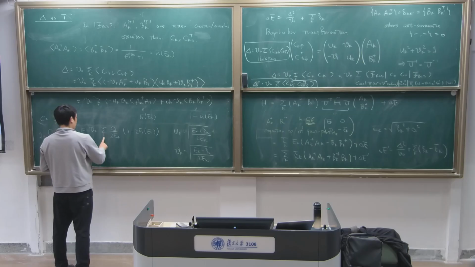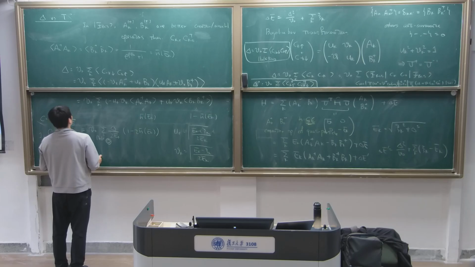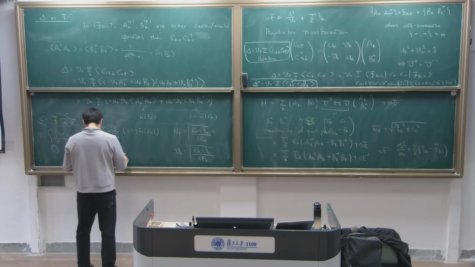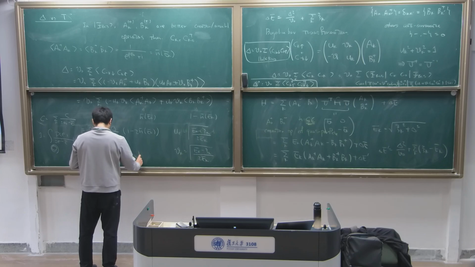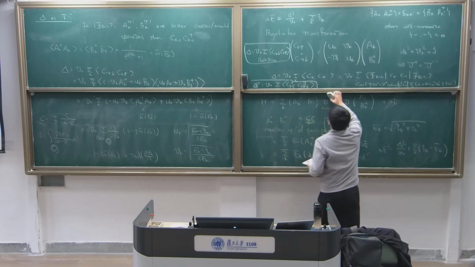So we use the same trick, where epsilon k is inside of this thin shell. If you use the same trick, we notice that 1 minus 2 f of E k is equal to tanh of beta E k divided by 2. And then we use this equation that we used before.